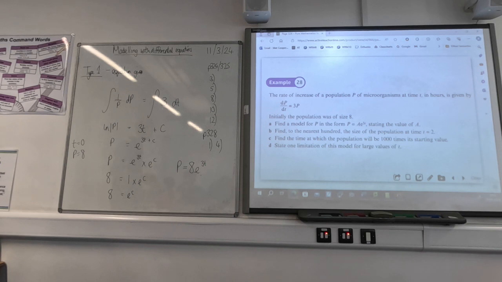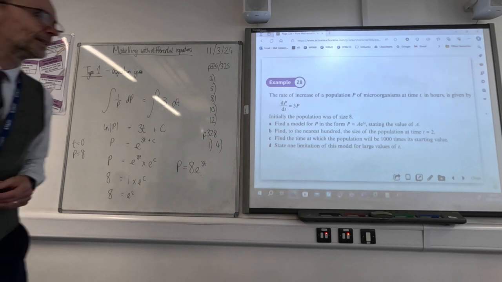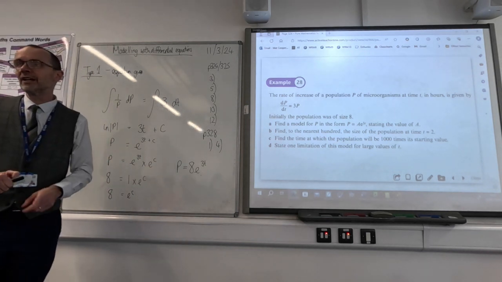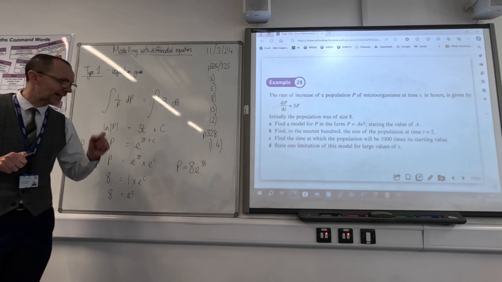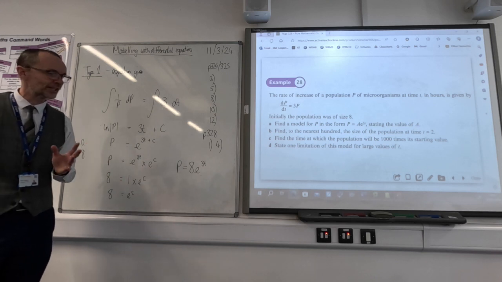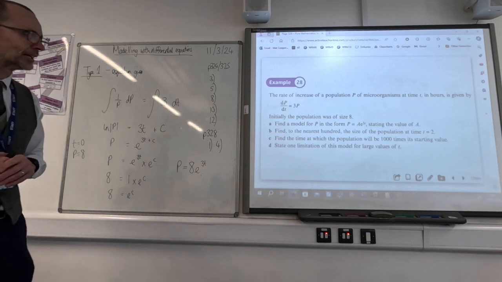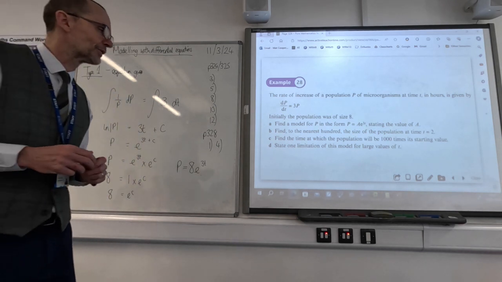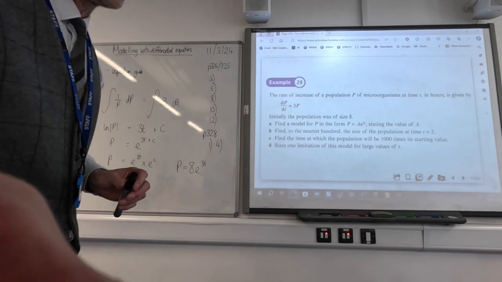So I'll perhaps give you a couple of minutes to see if you can get anywhere with that. So find the size of the population when t was 2, so we just make t equal to 2. Find the time when the population will be 1,000 times the starting value, so we make p equal to 8,000. Divide by 8 and then ln both sides to get 3t equals. And then there's one of those frustrating questions about t. Give you a minute to have a go at that.